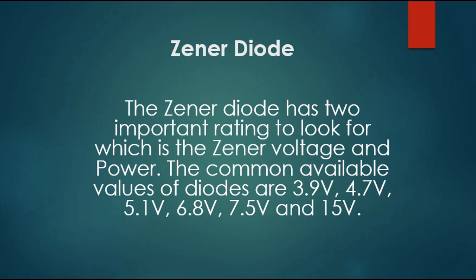For instance, we have 3.9 volts, 4.7 volts, 5.1 volts, 6.8 volts, 7.8 volts, and we also have 15 volts. All these are the voltage and power ratings of a Zener diode, and they are written on its body, so that you will know the specific one to use when it gets spoiled.